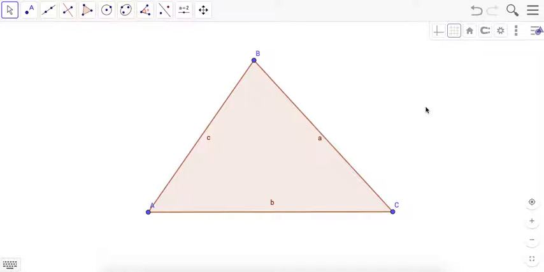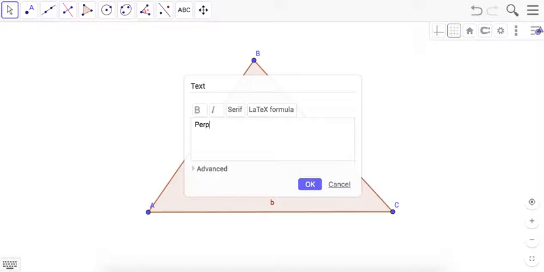All right, hello. We are starting section 6.2. Before we jump in with our notes, I want you to put your notes aside for now, and we're going to do a little bit of an exploration. What we're going to do is look at what happens when I do a perpendicular bisector of each side. So let's add some text over here: perpendicular bisector of each side.